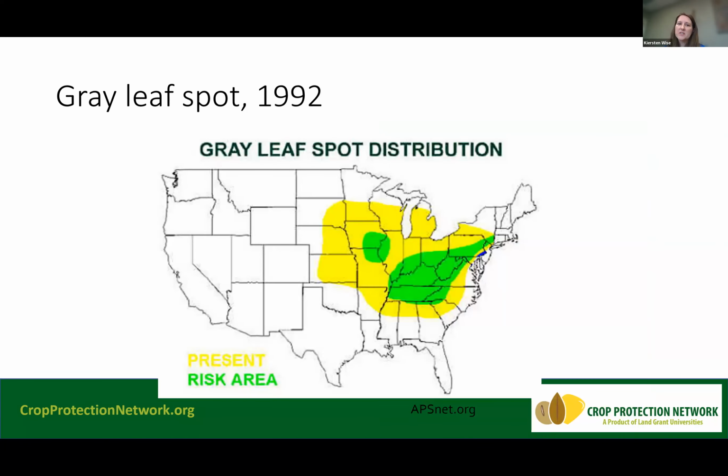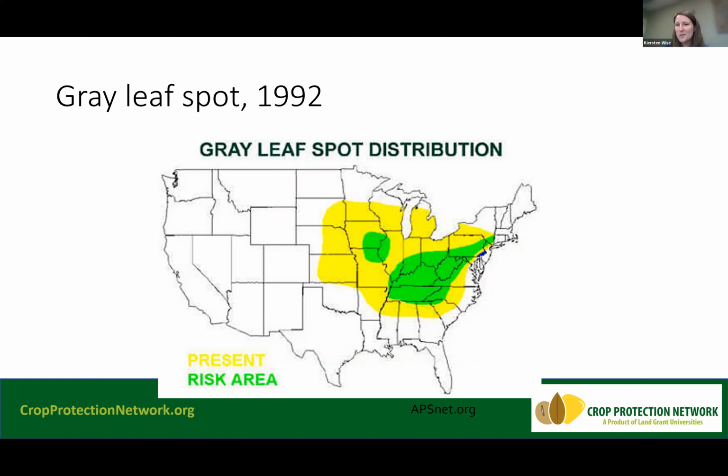This is how we used to graphically define our impact from diseases. This is from our society, the American Phytopathological Society, and they had this map about 30 years ago. This was the best way we could graphically describe our distribution for diseases. The green area is what they were considering: if you were in that area, you might see some yield loss from this disease. In the yellow area, it's there, but in most years, it's not going to cause yield loss.